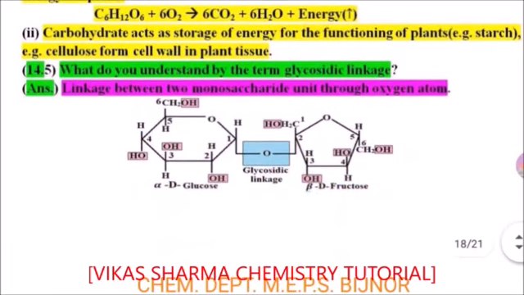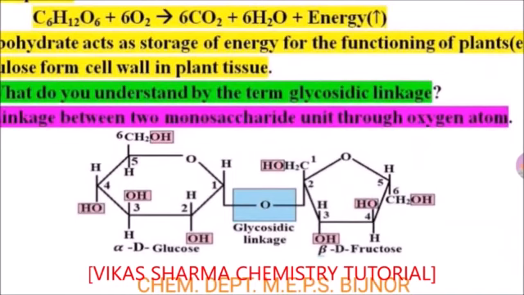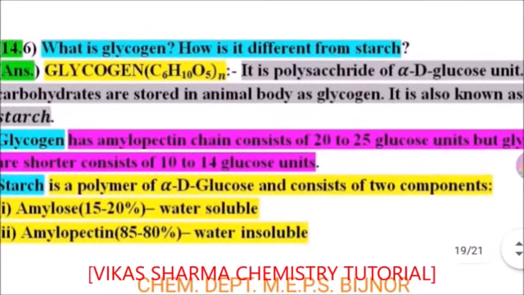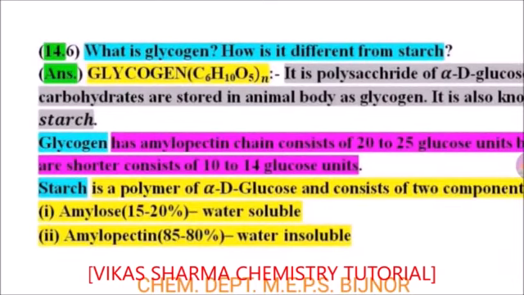The next question is, what do you understand by the term glycosidic linkage? The link which joins two monosaccharide units when a disaccharide is hydrolyzed is known as a glycosidic linkage. Students, I hope this video gives you more information. The next part is, what is glycogen, and how is it different from starch? Glycogen is a polysaccharide of alpha D glucose units. The carbohydrate is stored in the animal body and it is also known as animal starch. An amylopectin chain consists of 20 to 25 glucose units, but in glycogen the chains are shorter, only 10 to 14 glucose units.